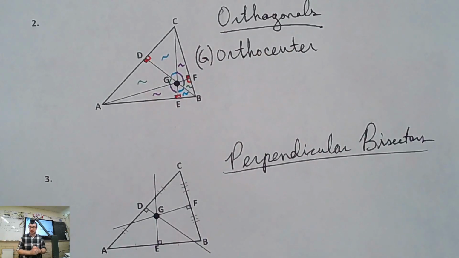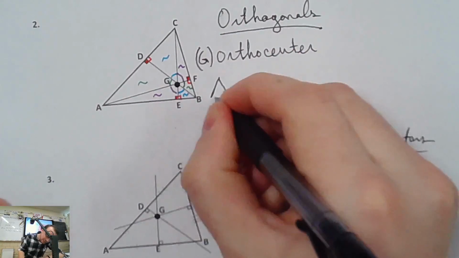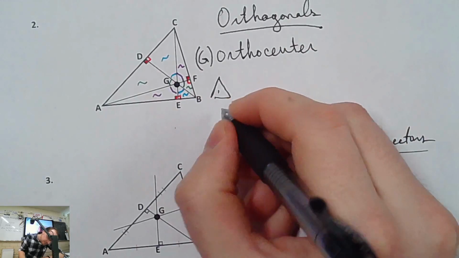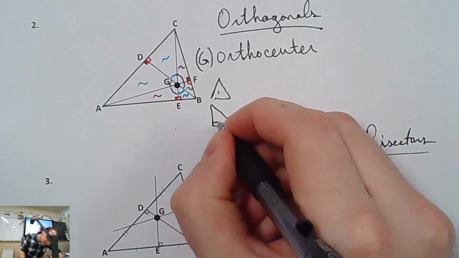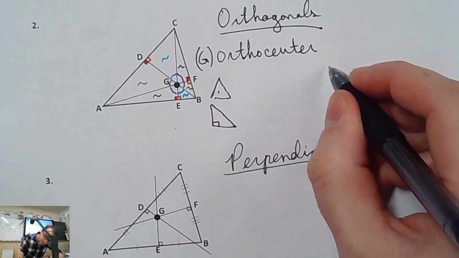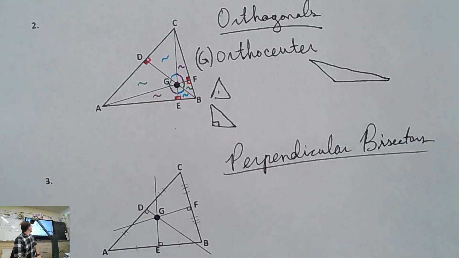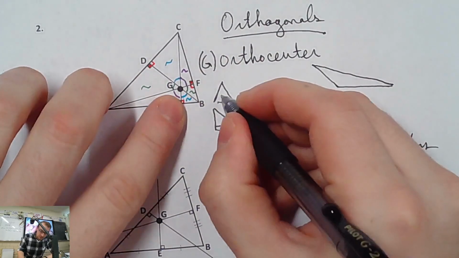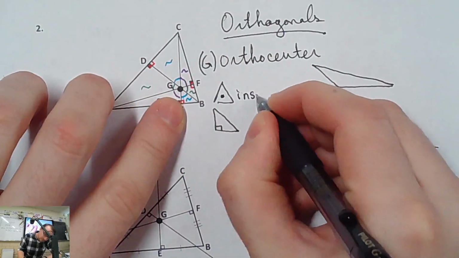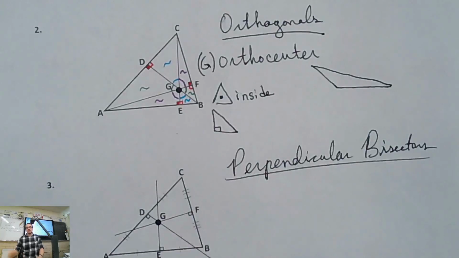It's not very interesting. Let's talk about whether it's an acute triangle, a right triangle, or an obtuse triangle. So, where will it be? Well, for acute, it looks like it'll be inside, right? Spoilers, all of them are inside for acute, right? But will it always be inside?